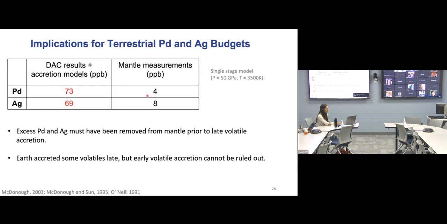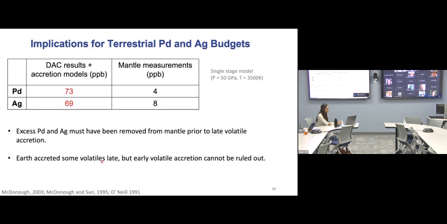So another process must have been active in the Earth after core formation, before late accretion, to draw down the bulk of these elements into the core. But that process didn't have to remove all of these elements. There could still have been some left over from early processes before late accretion. And so this is a work in progress. We are still trying to reconcile these predictions with the measured compositions.